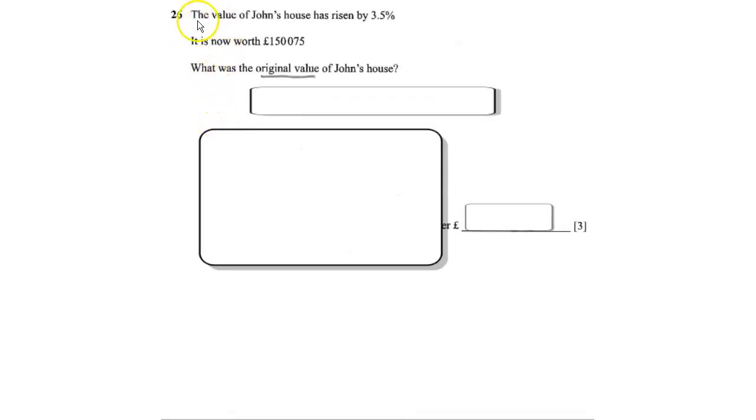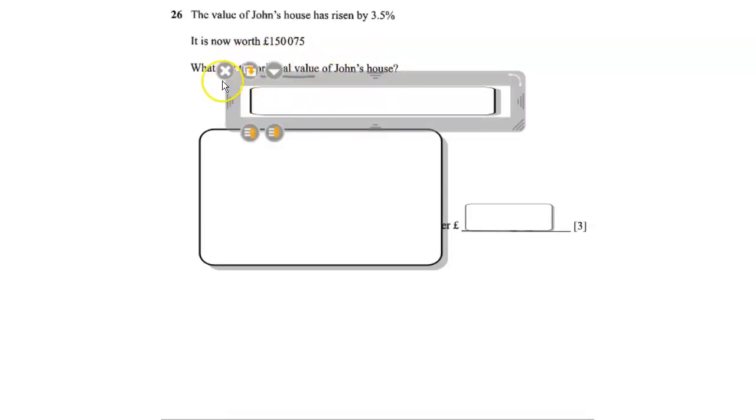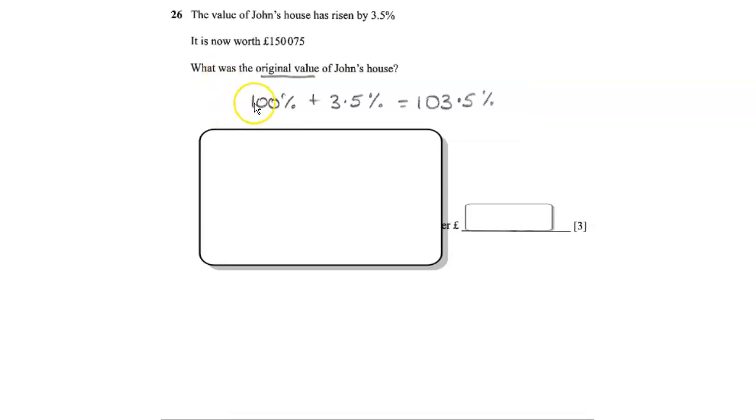Question 26, it says the value of John's house has risen by 3.5%. It is now worth 150,075. What was the original value of John's house? First step there is you add your percentages. So you start with 100% and we add 3.5%, which then becomes 103.5%.